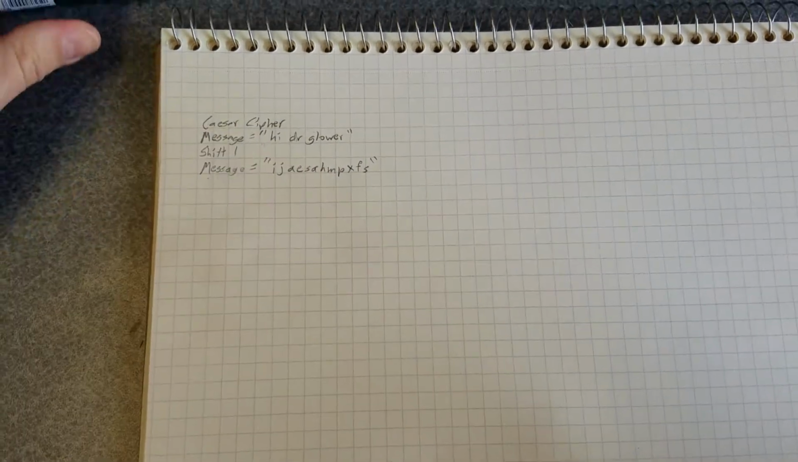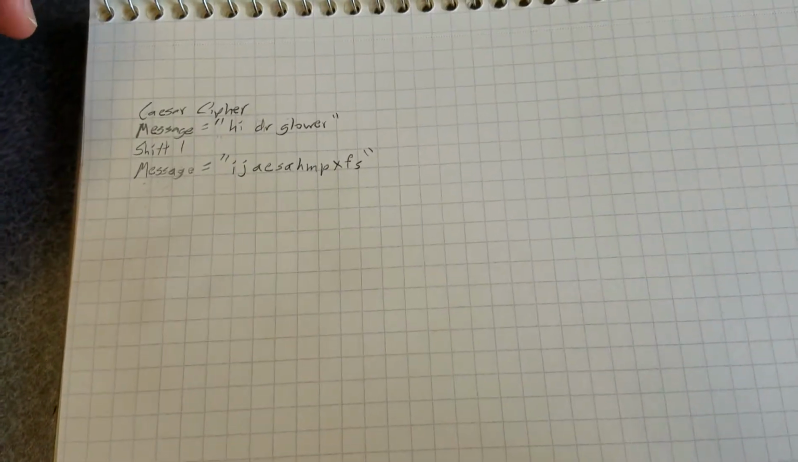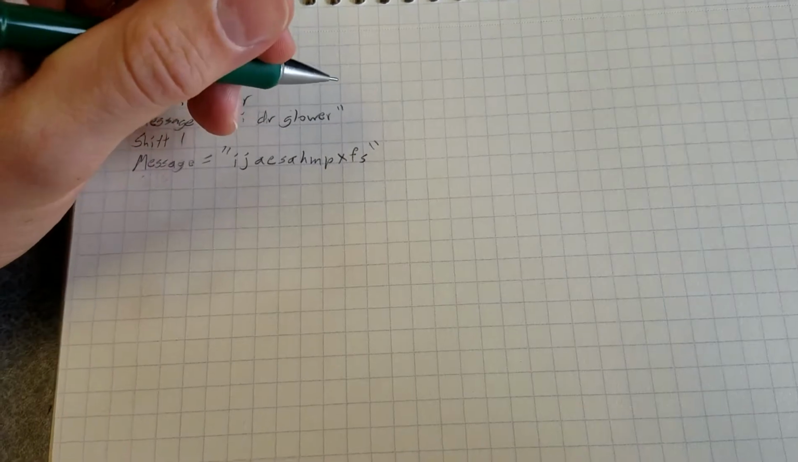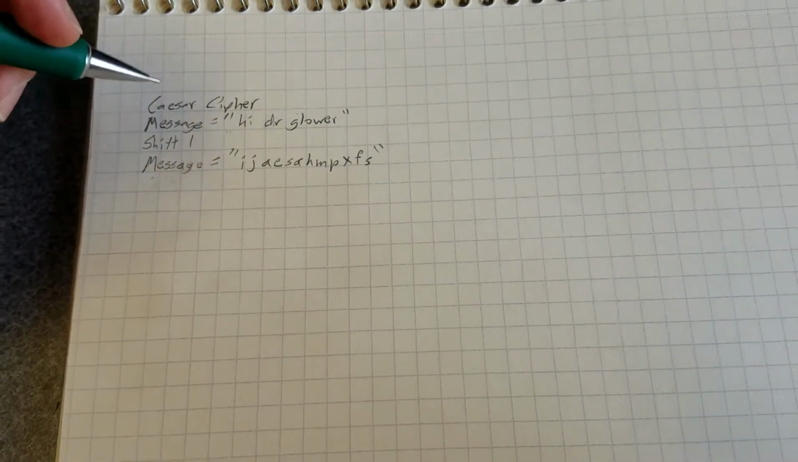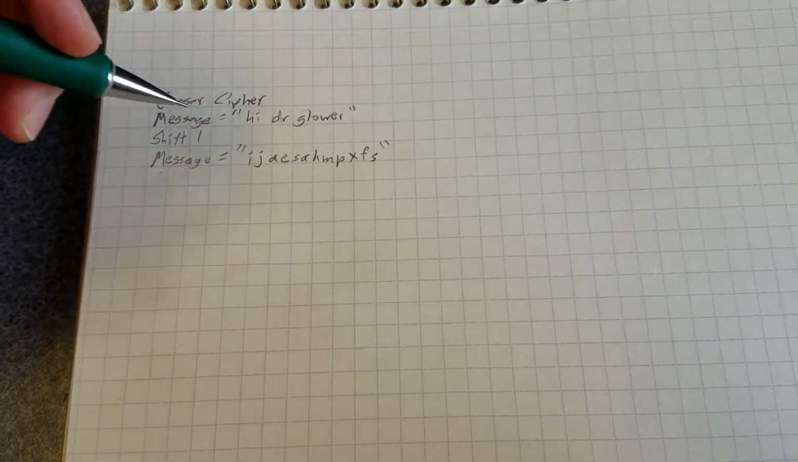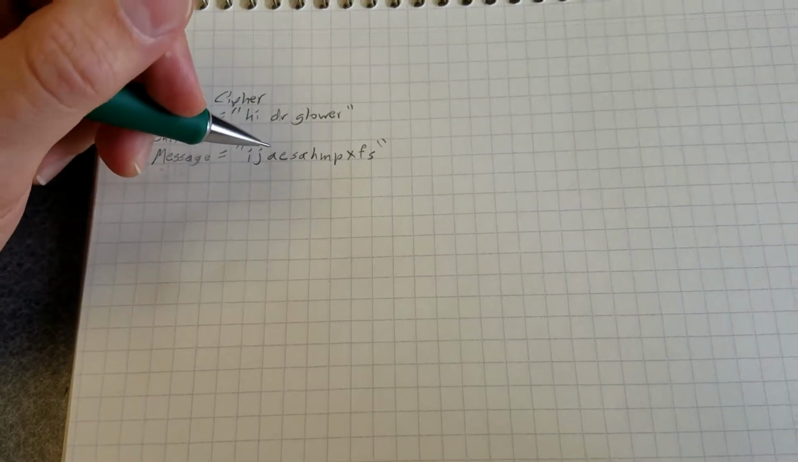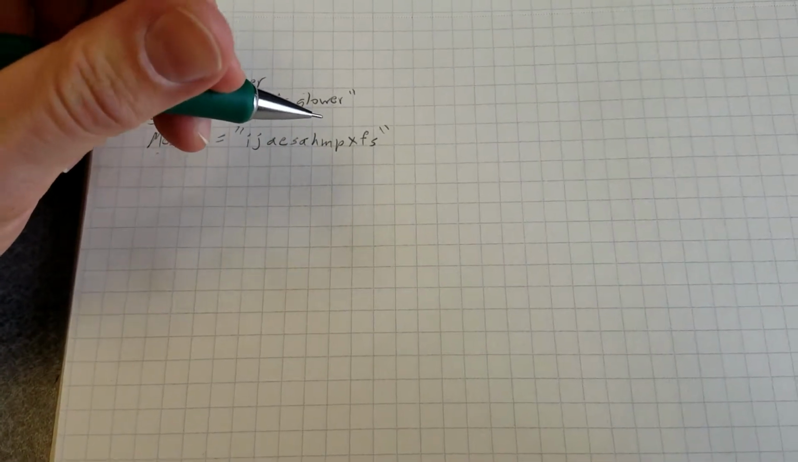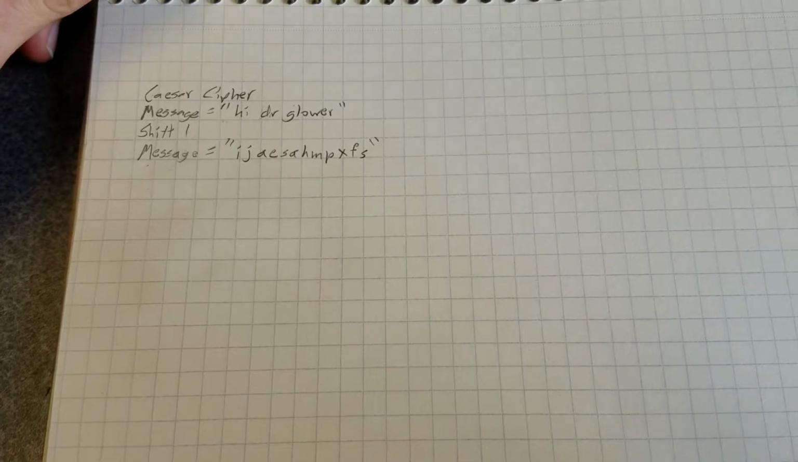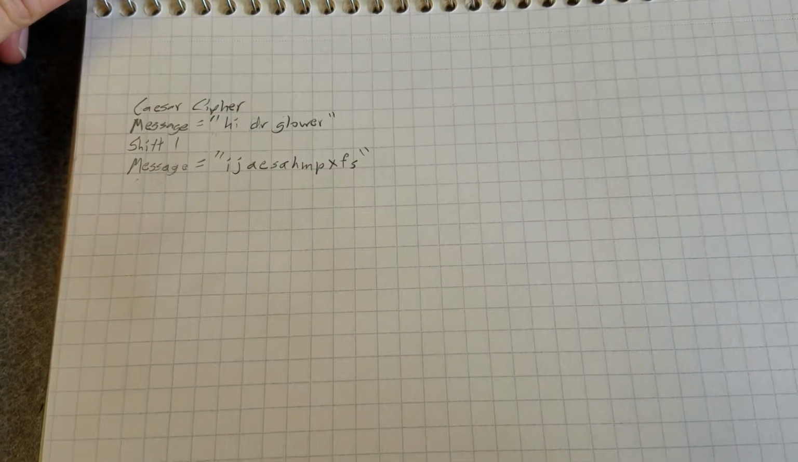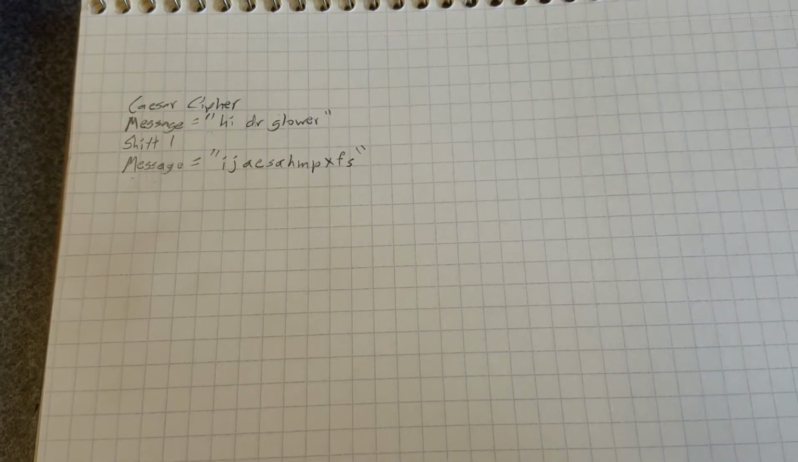Okay, if you're like me, you're probably tired of the NSA reading all your text messages. So one clever and easy way of avoiding that, they'll never figure it out, is to use a Caesar cipher. So say I have a message that says, "Hi, Dr. Glauer." If I was to shift each letter over by one, the message would then translate into IJAESAHMPXFS. Completely incoherent, and they probably won't figure it out.